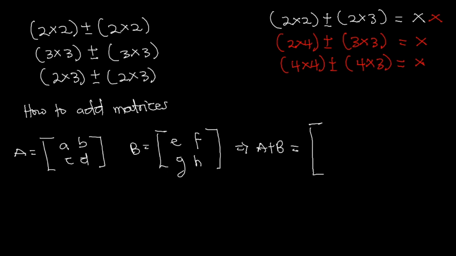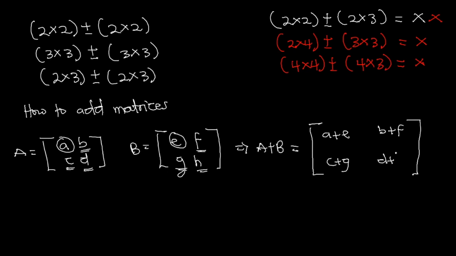We add the first element in the first matrix with the first element in the second matrix. So we add a plus e, then we add b with f, so this becomes b plus f. The same way we add c with g, so we have c plus g, then we add d with h, so we have d plus h.